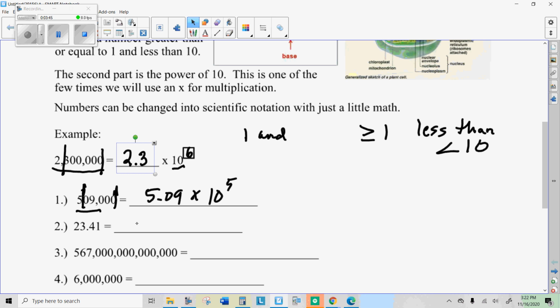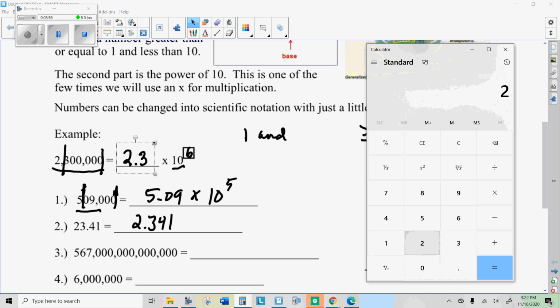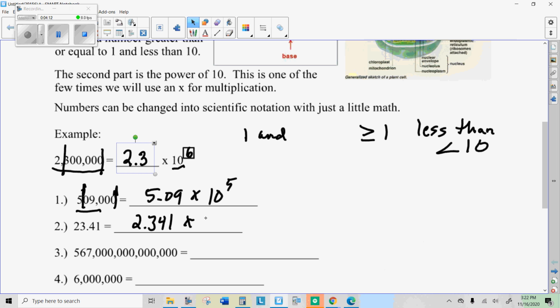So this one, the first number has to be between 1 and 10, so we're going to move the decimal to 2.341. And then I need to multiply that by 10 until I get 23.41. And you can see I just needed to do that once, 23.41. So that'll be times 10 to the first, because I only multiplied by 10 once. Once again, notice there's only one digit between where the decimal has become and where we started.